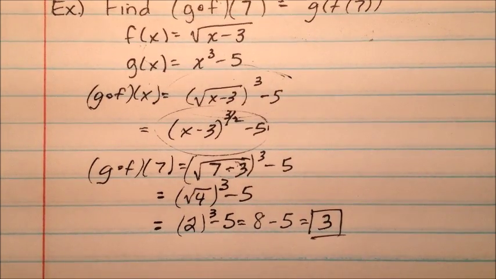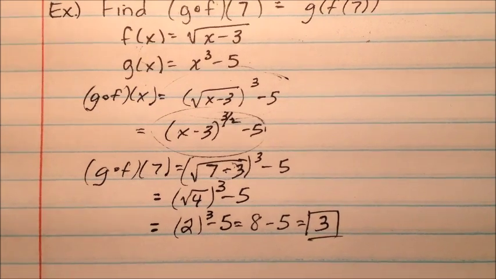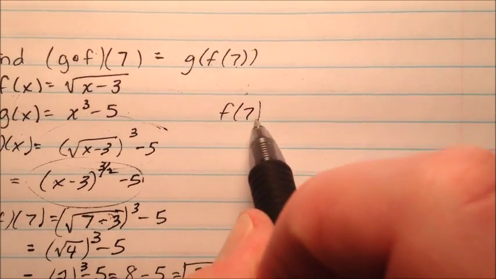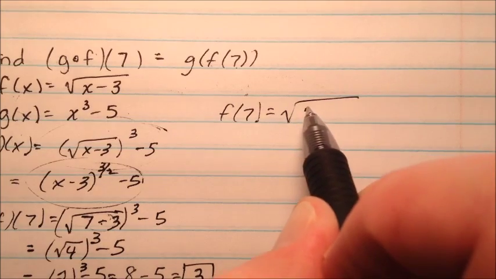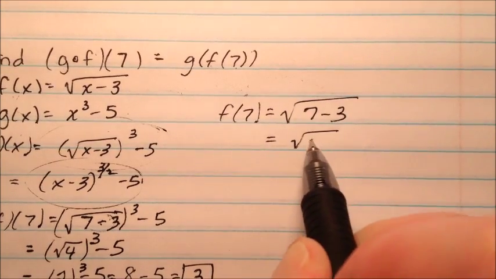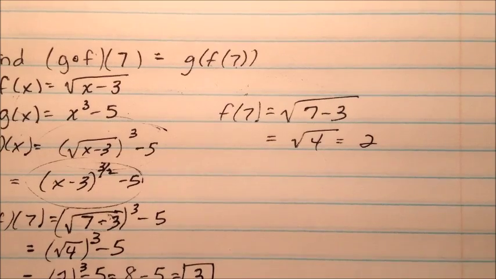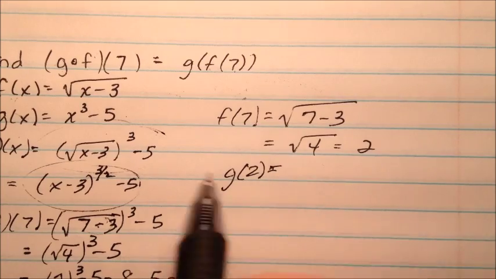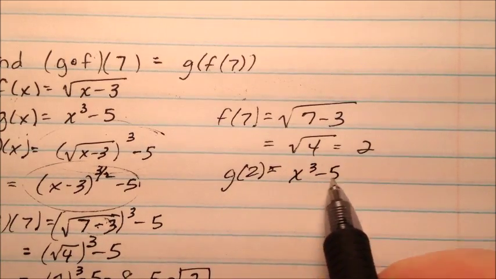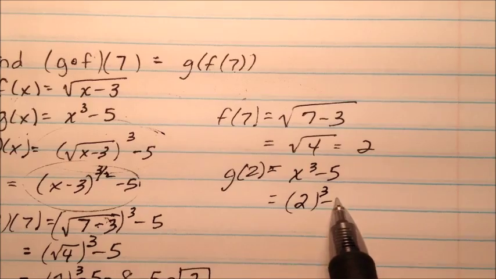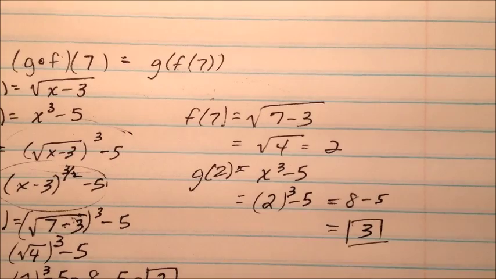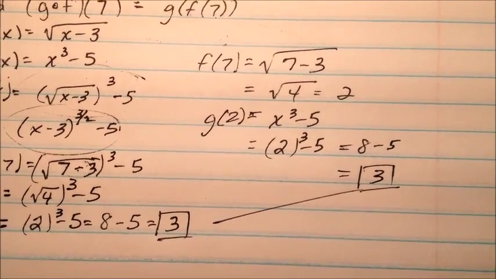So that's one way to do it, is actually to find the composition and then to evaluate it at 7. Another way to do it would be to put 7 into f. So if we find f of 7, it's going to be the square root of 7 minus 3. So the square root of 4 is 2. And we're going to plug 2 into g. So g of 2. And g is going to be x cubed minus 5. So it'll be 2 cubed minus 5. You'll notice we did that a while ago. And it's going to be 3 also. So both of the answers are 3.